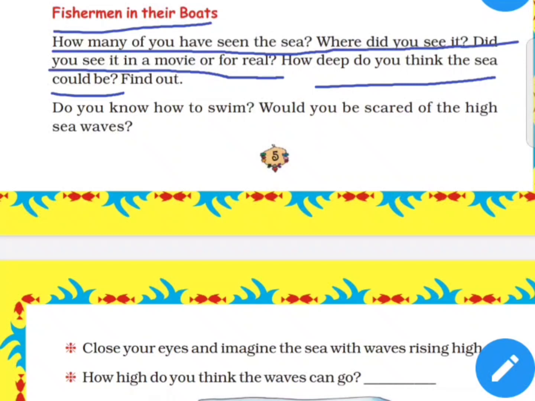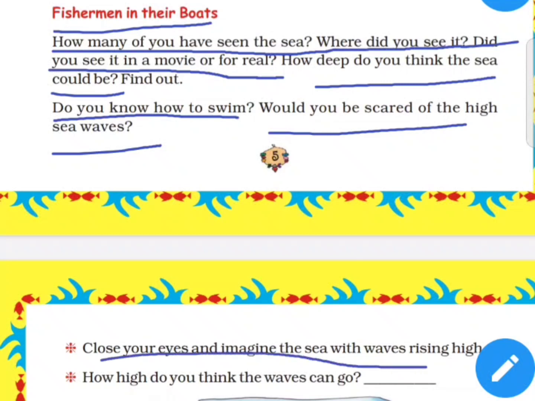Okay, children, you can find out. Next, do you know how to swim? Would you be scared of the high sea waves? Next, close your eyes and imagine the sea with waves rising high. You can imagine by closing your eyes. How high do you think the waves can go? Okay, children, you can find out.